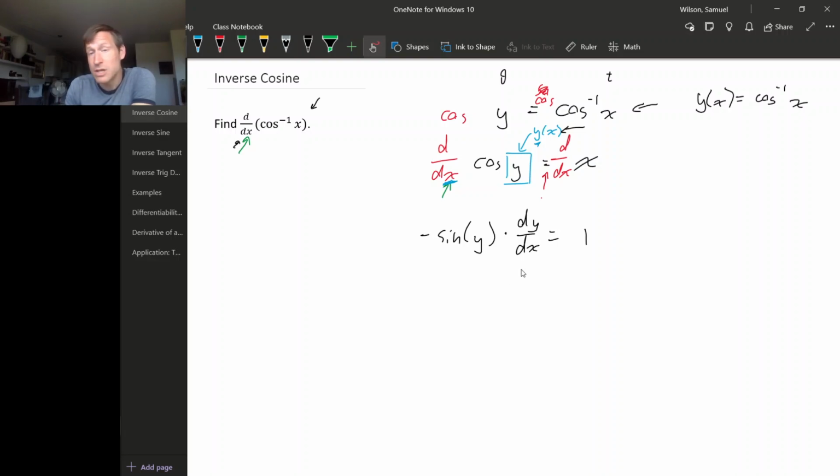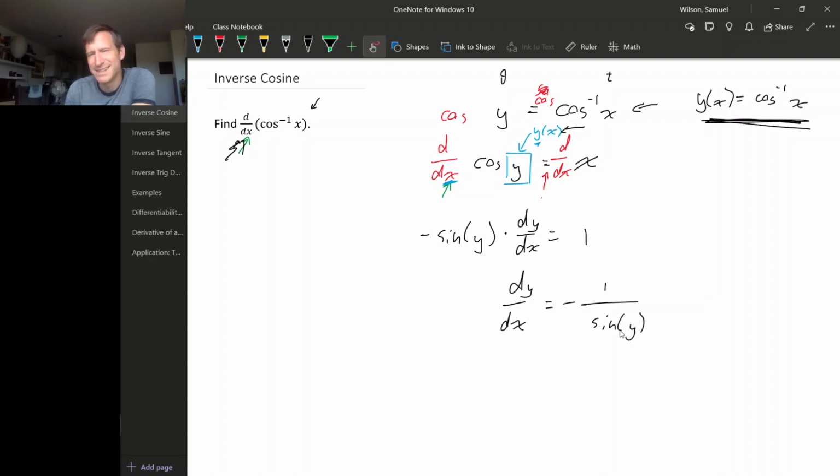Okay, but dy/dx, that's what we actually wanted, because y is inverse cosine of x, and we're trying to find the derivative of the inverse cosine of x. So this dy/dx, that's what we're actually looking for. So let's just solve this equation for dy/dx. So we get dy/dx equals negative 1 over sine of y.